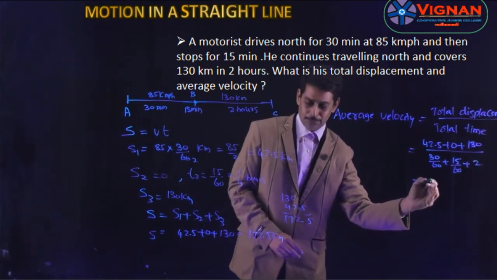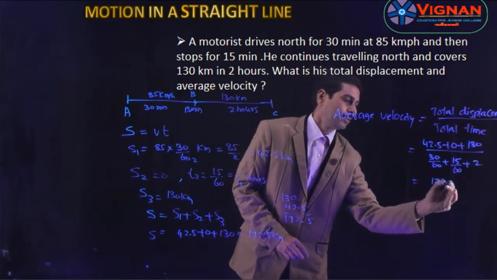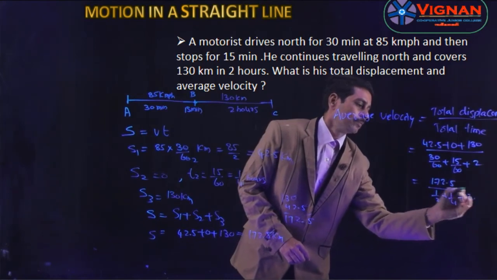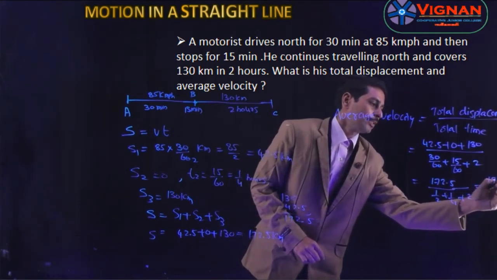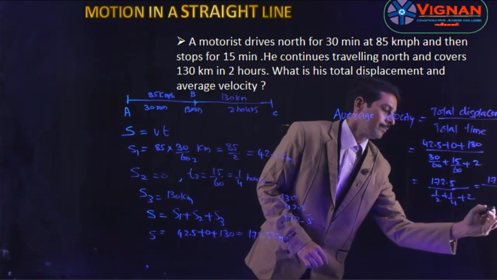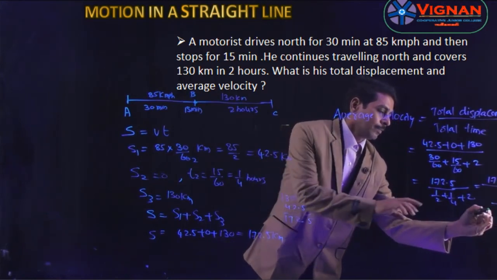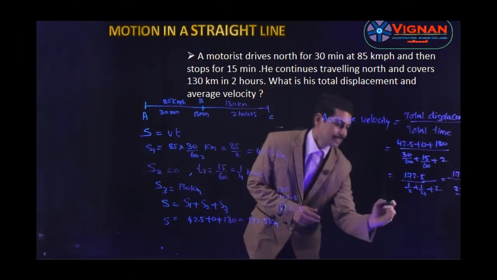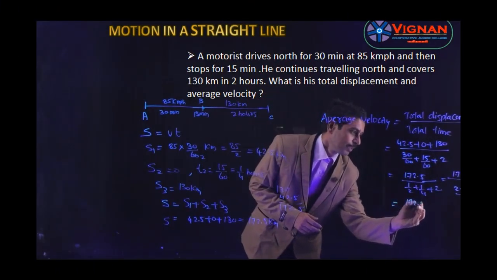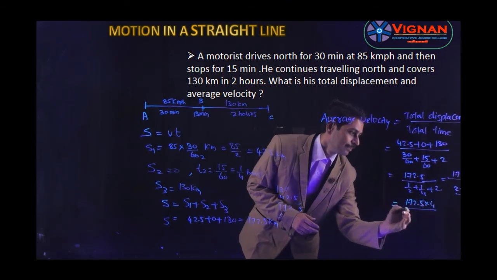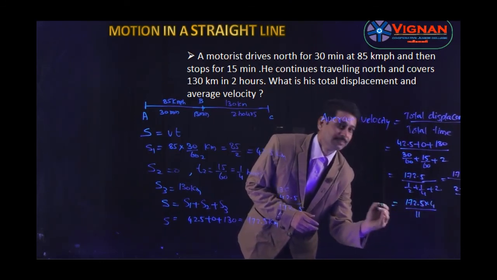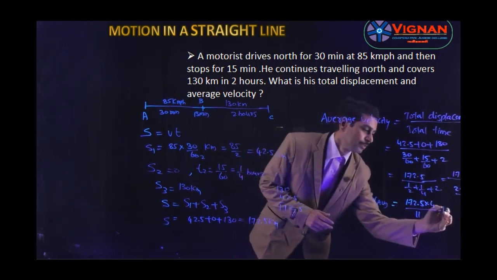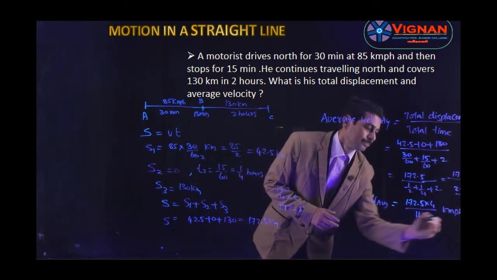So this is nothing but 172.5 divided by 1 by 2 plus 1 by 4 plus 2. So by taking LCM we get 172.5 divided by, so here LCM is 4, so 2 plus 1 plus 8, so we get this as 172.5 into 4 divided by 11. So this is the average velocity, so much kilometer per hour.